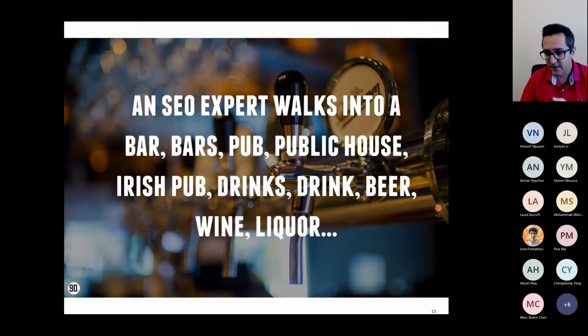Search engine optimization, SEO, does pretty much the same thing, but not exactly what I explained. They actually add all synonyms of a word. For example, like in this joke, it's like bar, bars, pub, public house. All of them mean the same thing, or they're around the same topic. So they try to add these relevant or equivalent words on a page in order to boost the ranking of that page.